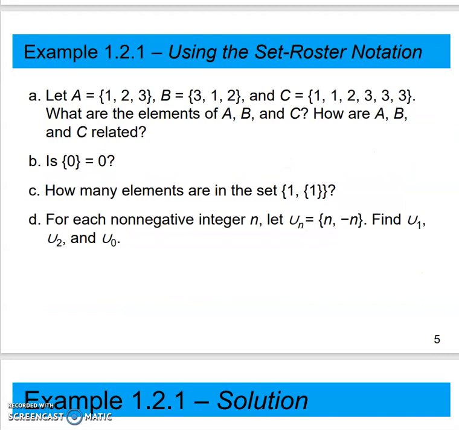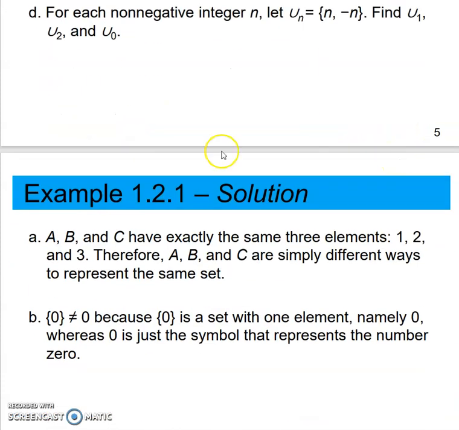All right, so let's just practice using our set roster notation. So here A is 1, 2, and 3, B is 3, 1, and 2, and C is 1, 1, 2, 3, 3, and 3. So what are the elements of each of those sets, and how are they related to each other? We would say that A, B, and C all have the same elements, 1, 2, and 3. They are essentially equal. They are just different ways of representing the exact same set.